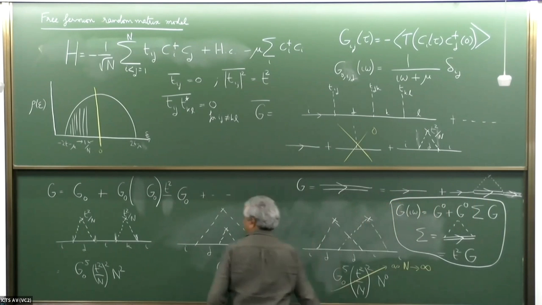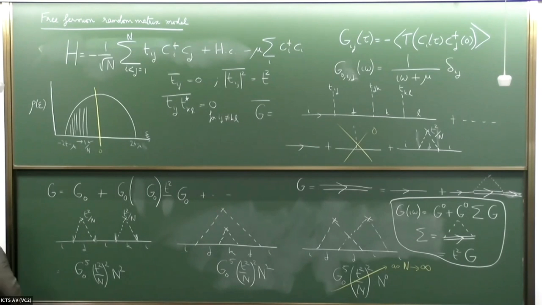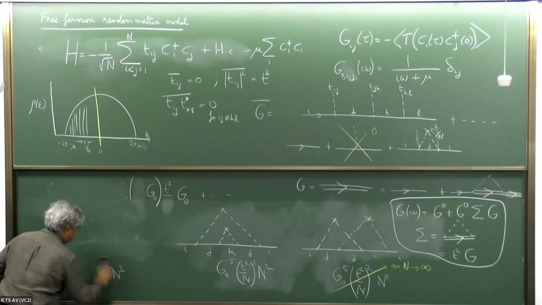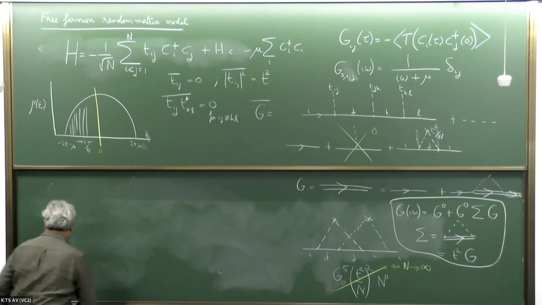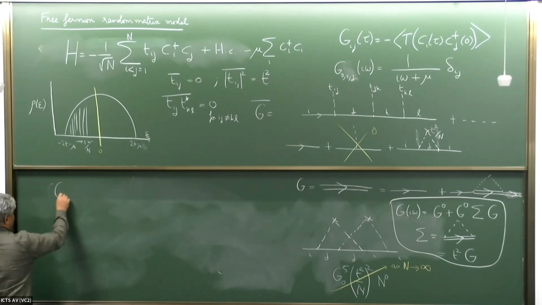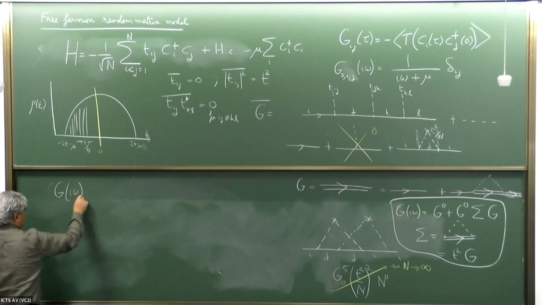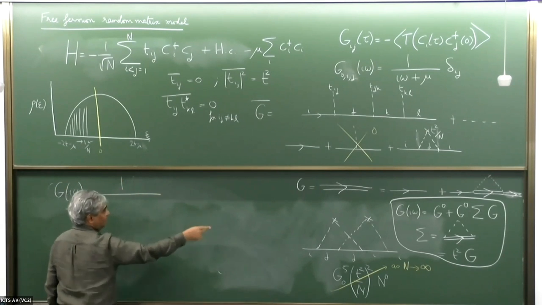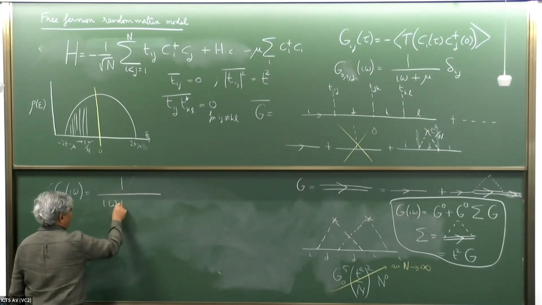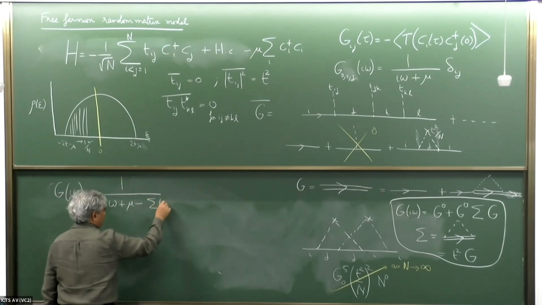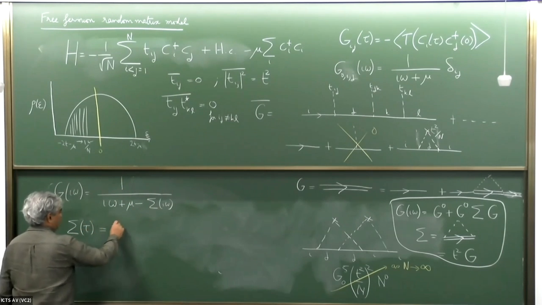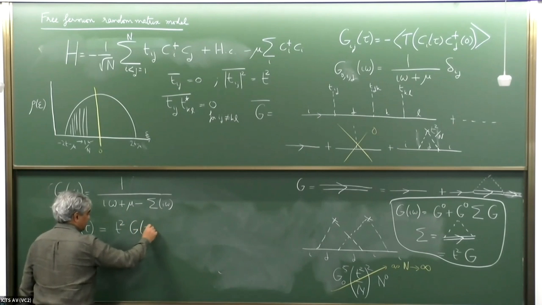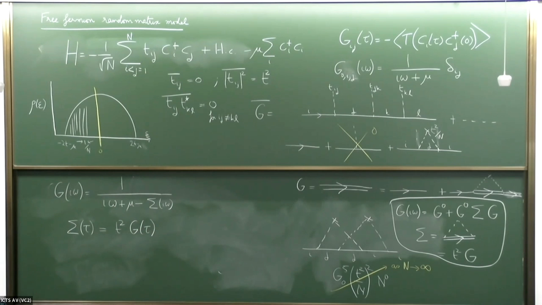Let me write the equations again, because these are the same equations we're going to be looking at for quite a while with some variations. So you have the following equation: G of I omega is equal to 1 over, you put in the values of G0 and simplify the first equation, I omega plus mu minus sigma of I omega. And the second equation I can write down either in time or in frequency. I'm going to write it in time. Sigma of tau is T squared times G of tau. Of course, you can write it in frequency if you want also. It's the same thing.